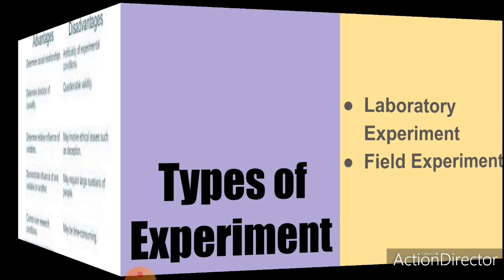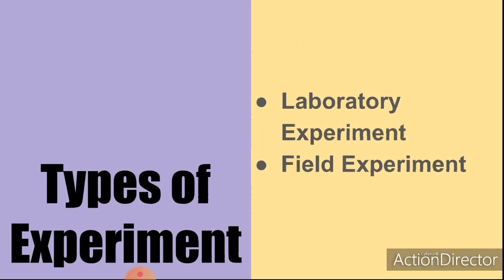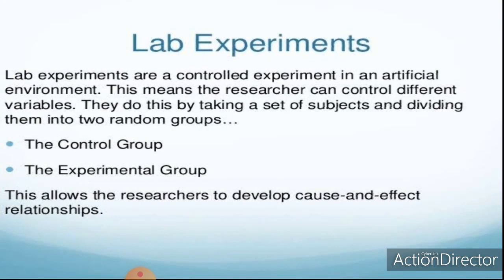Now, we can discuss the important types of experiment. There are mainly 2 types of experiment: laboratory experiment and field experiment. So, what is a laboratory experiment? A laboratory experiment is an investigation which is conducted in a situation created specifically for that purpose. In other words, lab experiments are controlled experiments in an artificial environment. This means the researcher can control different variables.